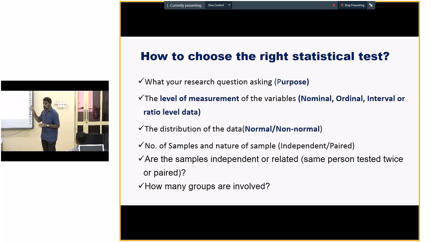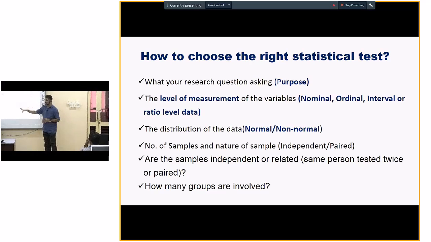Then, what is the measurement scale? Right? What are the levels of measurement? We already discussed the levels of measurement, no? What are they? How many? Just now we discussed. Yes, 4. Nominal, ordinal, interval and ratio.